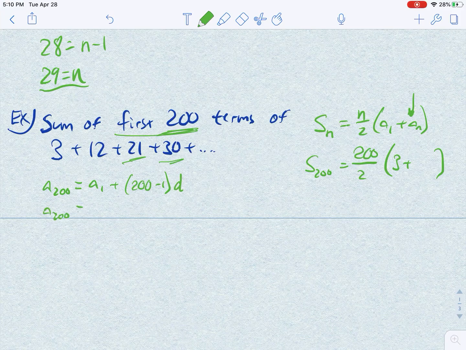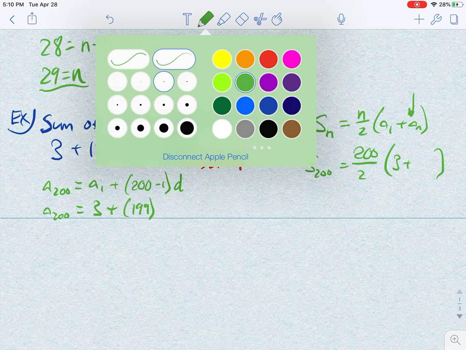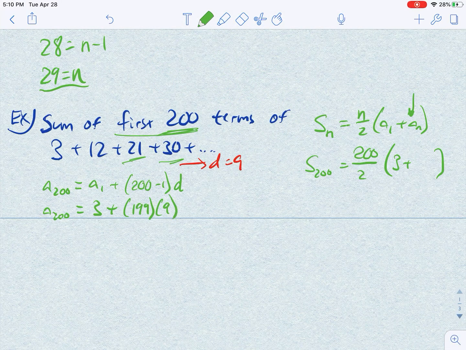Well, guess what? Navigator formula has got us covered. It says you want the 200th term. You know the first. I could put in A2. I could put in A3. I could put in A4. I know all those, but I'm just going to go with A1. Then you need to add on 199, 200 minus 1, D's.